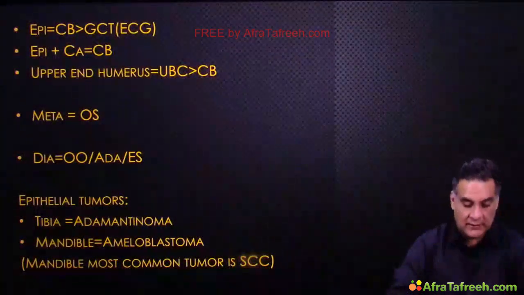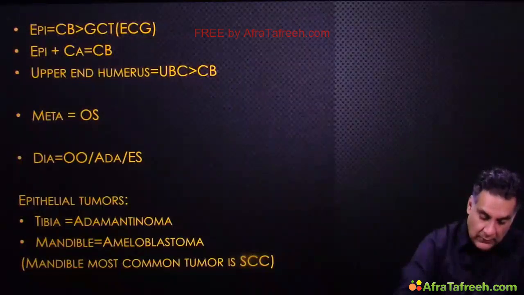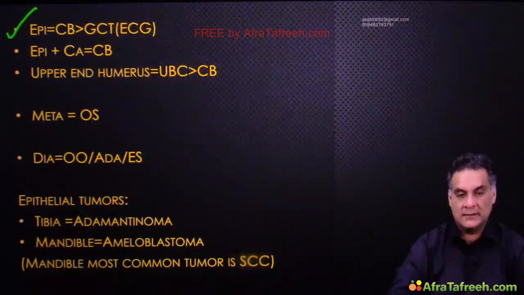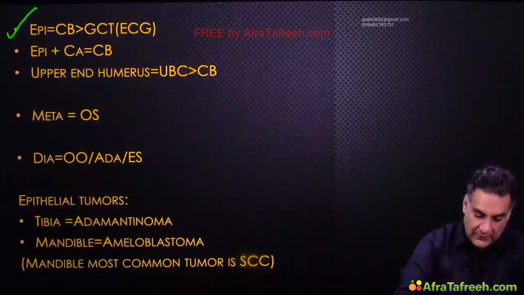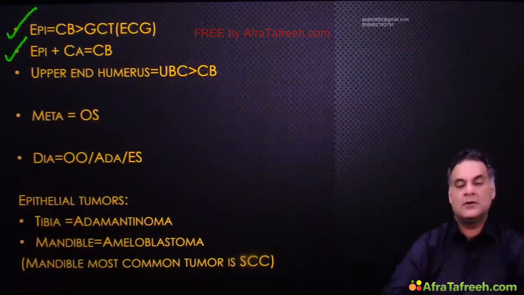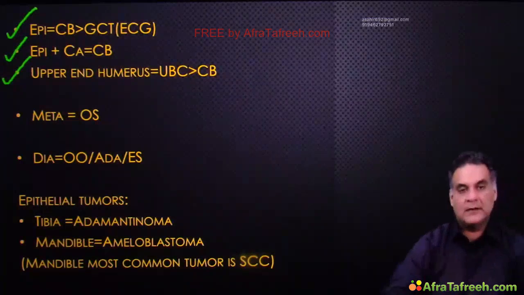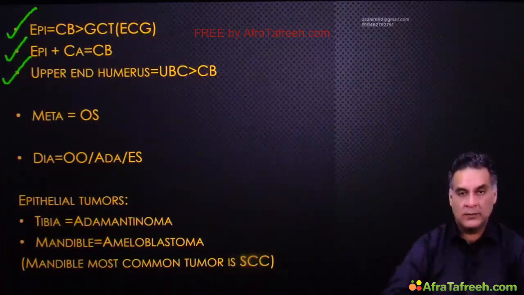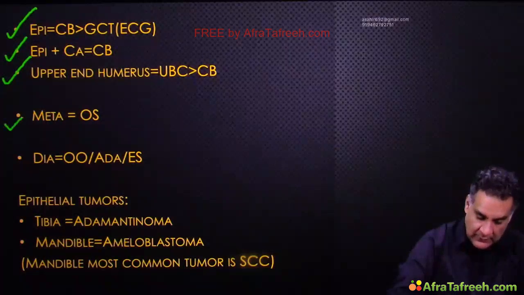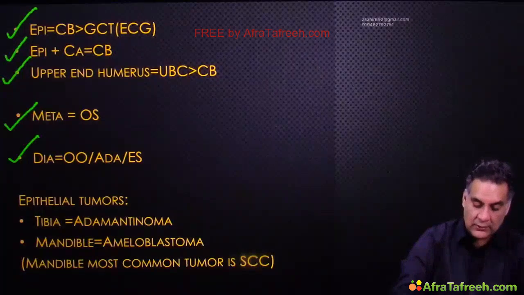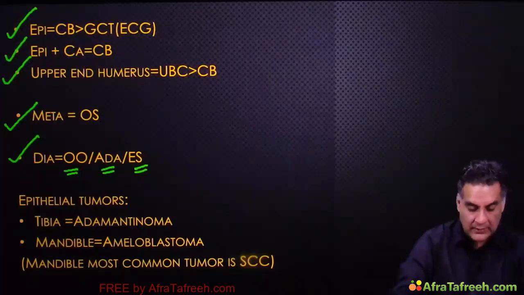So this is what we have done. If they talk about epiphysis, chondroblastoma more than GCT. Epiphysis plus calcification, chondroblastoma. Upper end humerus, unicameral bone cyst more than chondroblastoma. Metaphysis, osteosarcoma. Diaphysis, osteoid osteoma, adamantinoma, Ewing's sarcoma.